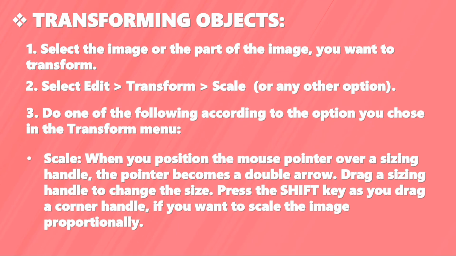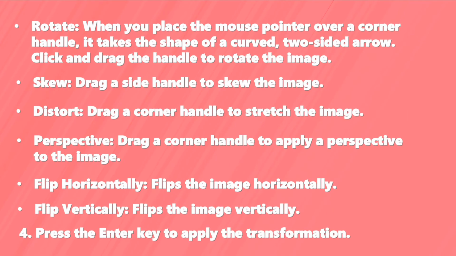Scale. When you position the mouse pointer over the sizing handle, the pointer becomes a double arrow. Drag a sizing handle to change the size. Press the shift key as you drag a corner handle if you want to scale the image proportionally. Rotate. When you place the mouse pointer over a corner handle, it takes the shape of a curved two-sided arrow. Click and drag the handle to rotate the image. Drag a handle to skew the image.